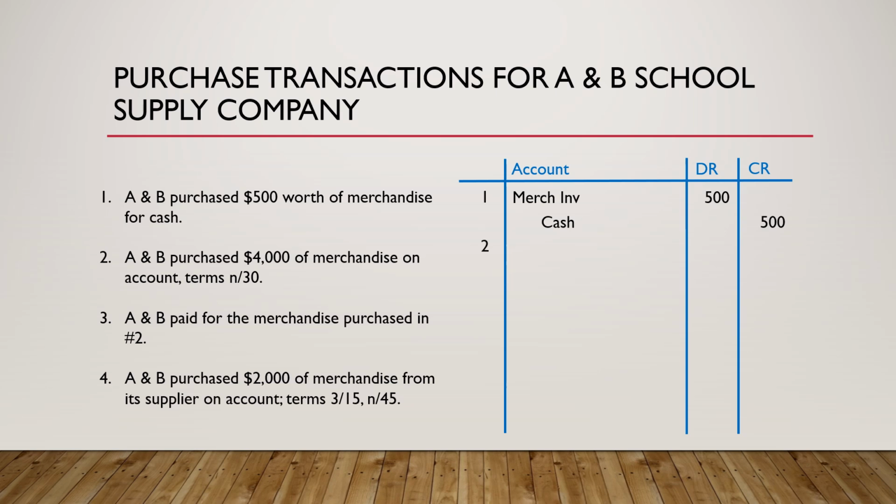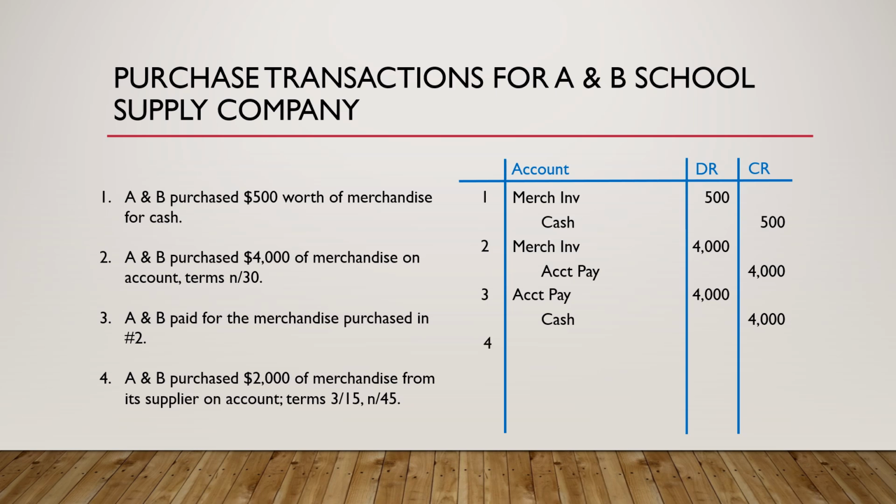Transaction 2. A and B purchased $4,000 of merchandise on account, terms net 30. On account conveys this to be a credit purchase. So debit merchandise inventory and credit accounts payable for $4,000. Transaction 3. A and B paid for the merchandise purchased in number 2. Debit accounts payable and credit cash for the amount owed, $4,000.